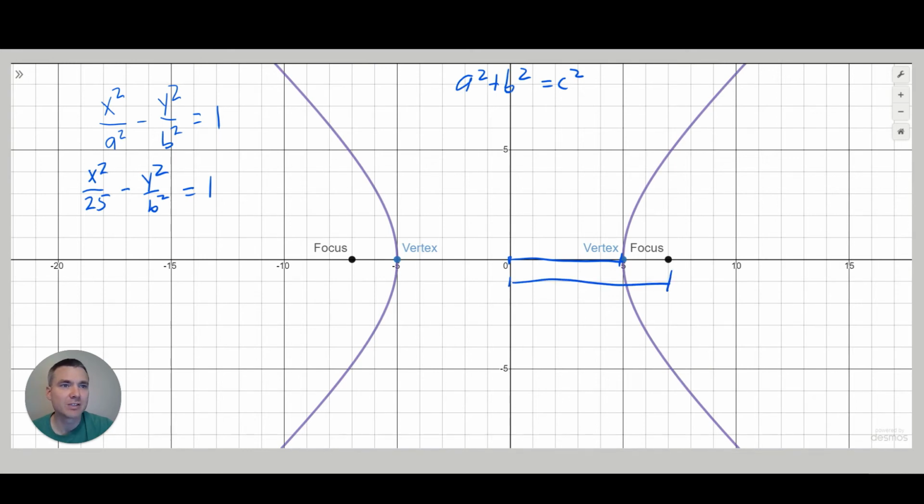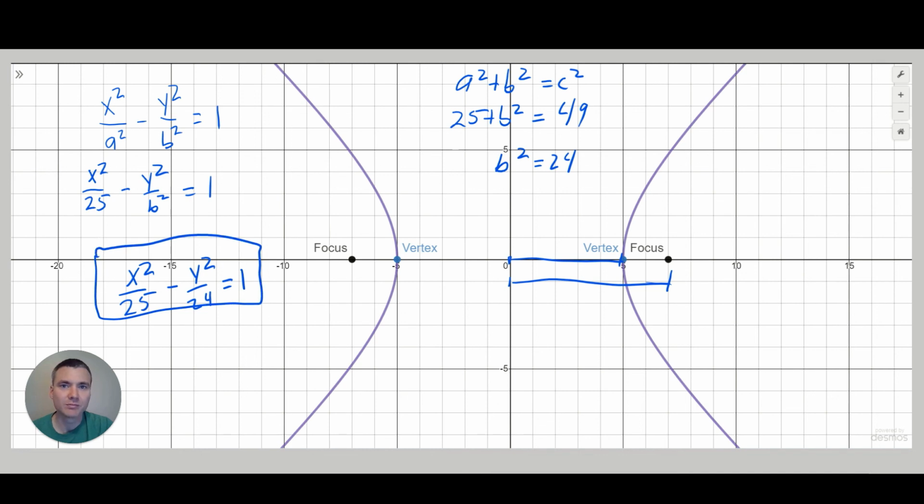Okay, so I already know that a squared is 25. And on c squared, well, c is 7, so c squared must be 49. So I know that b squared must equal 24. Now, it really doesn't matter what b equals, because ultimately I'm trying to find b squared. So the equation for this hyperbola would be x squared over 25 minus y squared over 24 equals 1. And there you go.